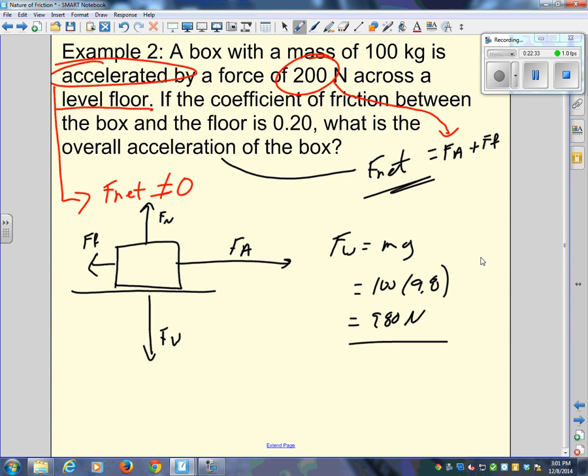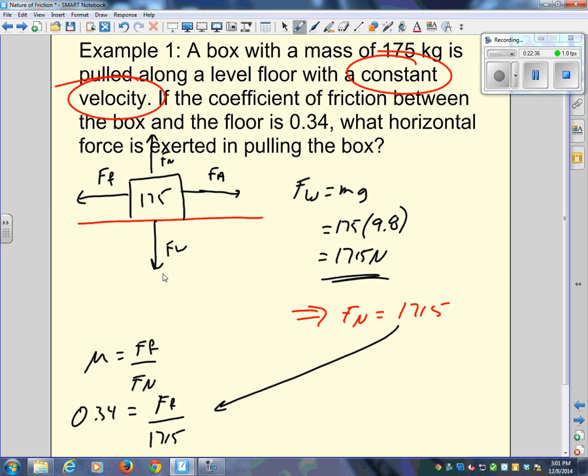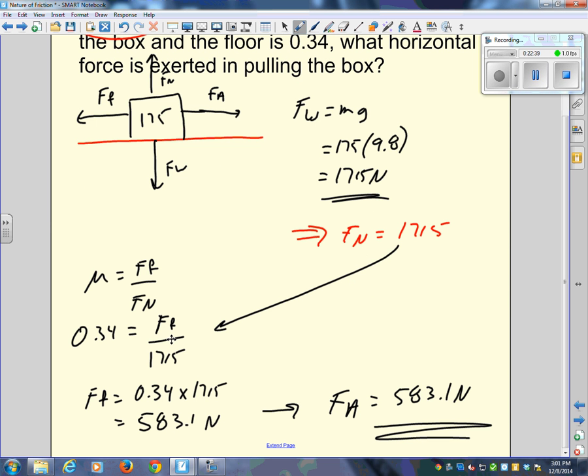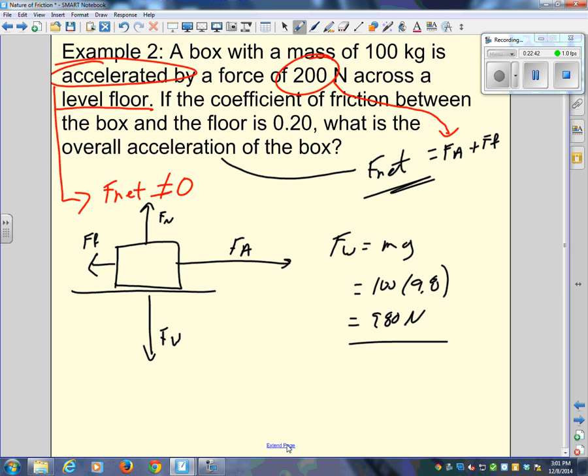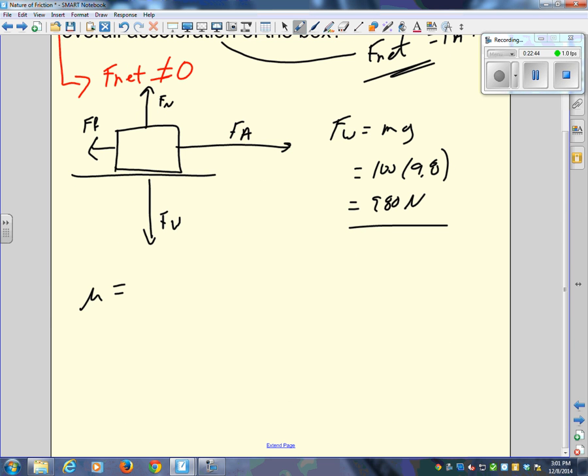So after I found the weight force, what did I do before? I use our new friend to find friction. Mu is F_f over F_n. This, by the way, equals the normal force, right? Is it always going to equal the normal force? It is only true when it's on a level surface. Okay, so our mu value is 0.2. Actually, it's the Greek M.